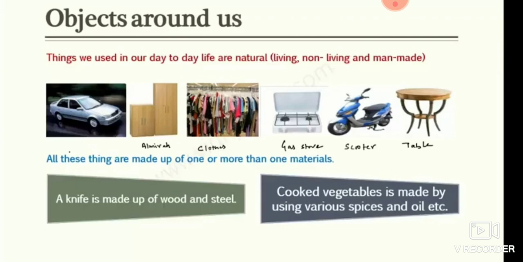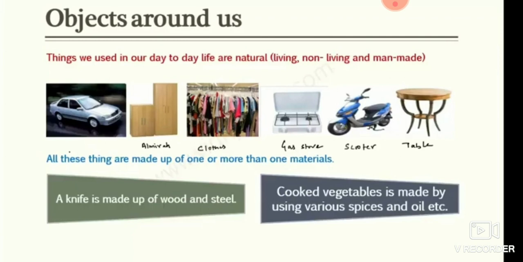Things we use in our day-to-day life are made up of living things, non-living things, and man-made things. In living things, we see man, animals, and birds, like lion, tiger, cow, deer, etc. In non-living things, we observe building, chair, bullock cart, etc. And we also see some man-made things, for example, scooter, chair, almirah, etc. These are all man-made things. In this way, you are seeing many objects around us.